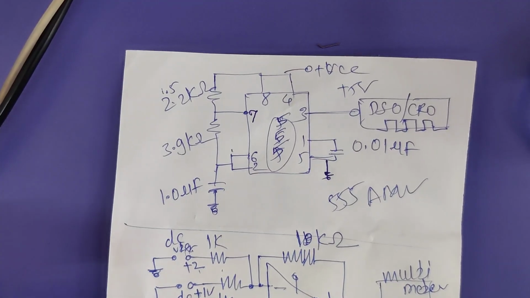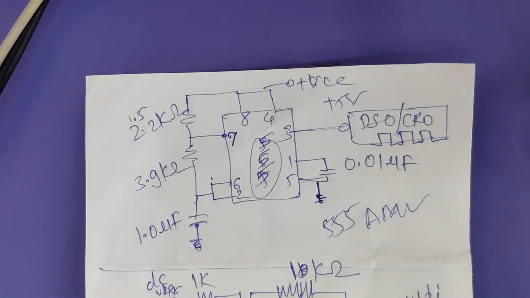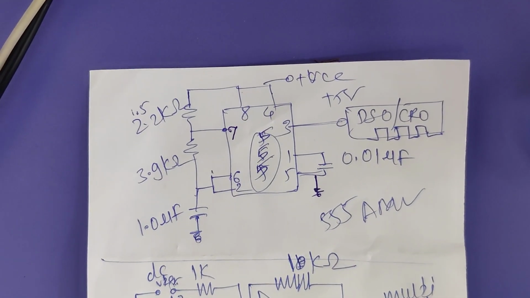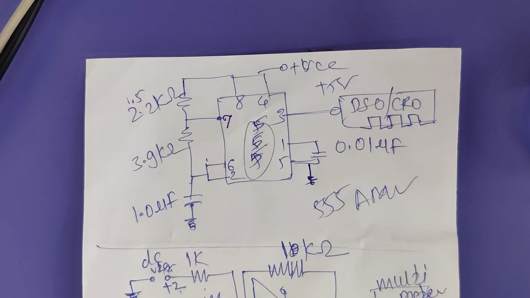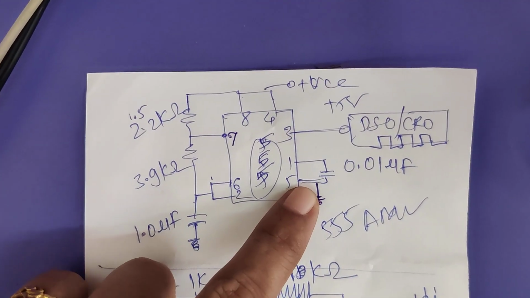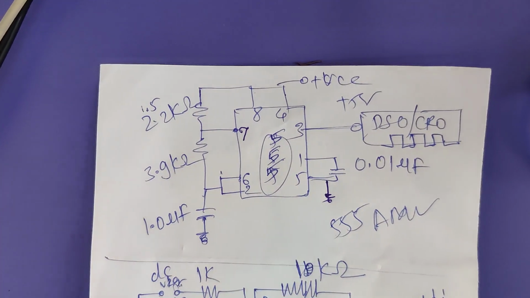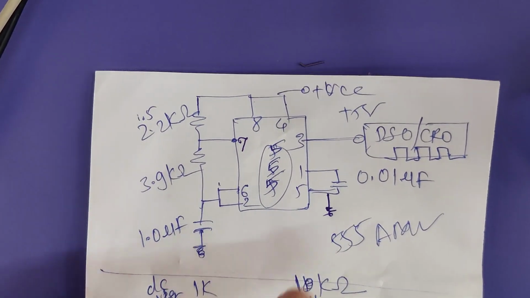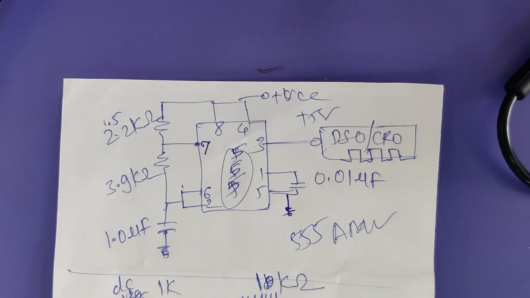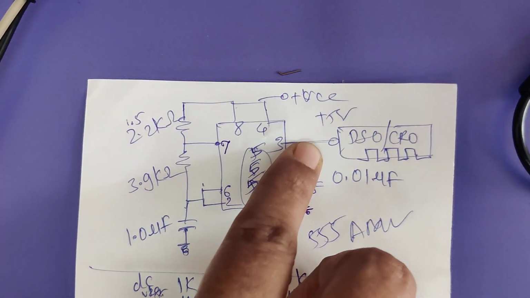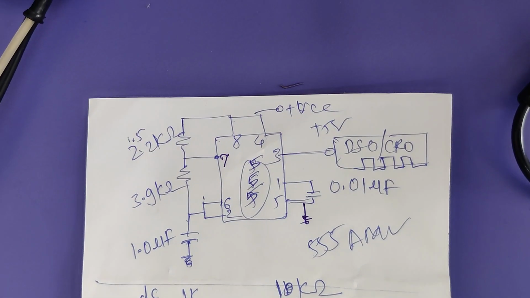Both are correct. Then at pin number 1 and 5 we need to connect a disc capacitor, 0.01 microfarad, for noise elimination. We connect the capacitor here, and one more wire we need to take to ground separately. Then at pin number 3 we connect one DSO channel probe to observe the output.